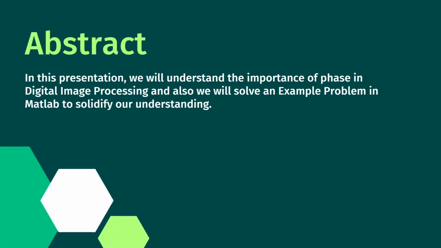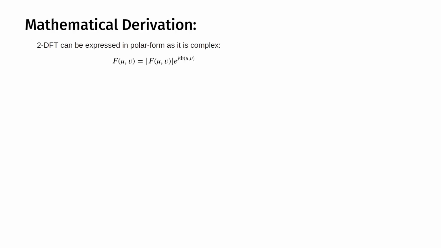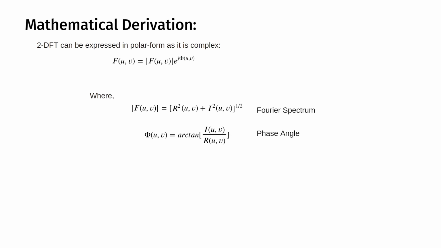In this video, we are going to discuss the role of phase angle in image processing. Let's start by taking the 2D DFT equation in polar form. The magnitude of the given expression is called the Fourier spectrum or the frequency spectrum. It is represented by the absolute value of F. The phase angle of the DFT is represented by phi as shown in the following equation. In the given equations, R and I represent the real and imaginary parts of F.